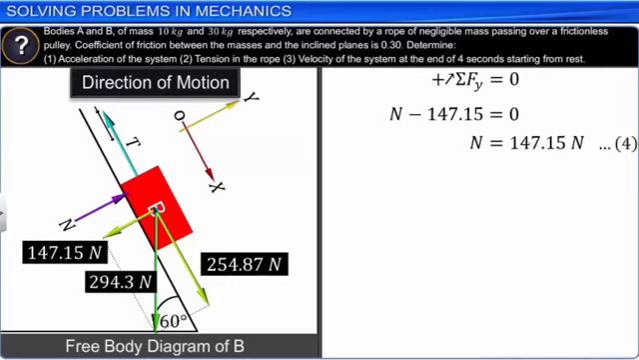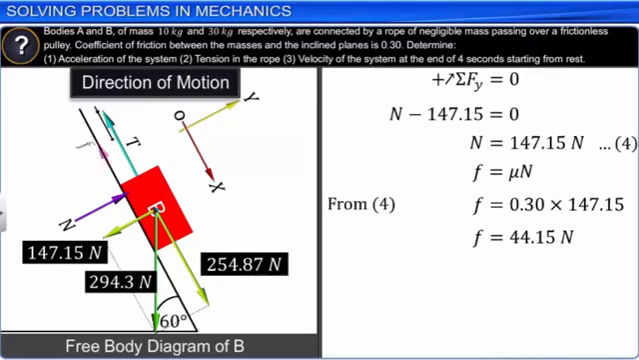As the body B is moving down the plane, the frictional force F acts upward. F is equal to the product of the coefficient of friction, mu, and normal reaction N. Substituting the value of N from equation 4, we get the frictional force F as 44.15 newtons.